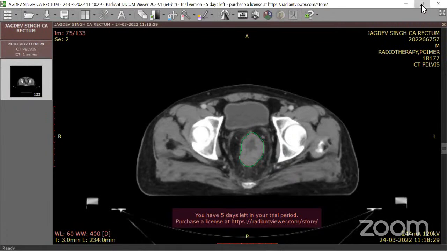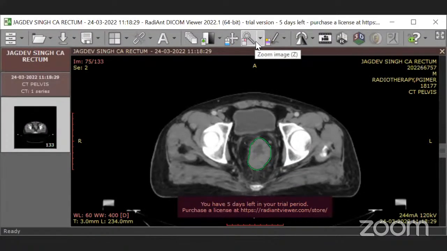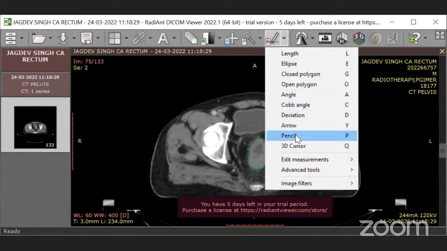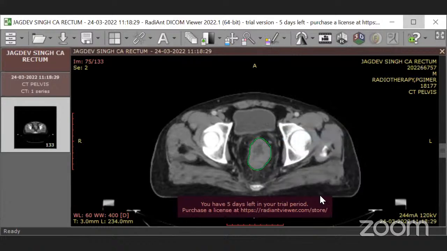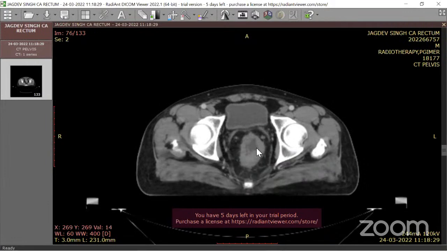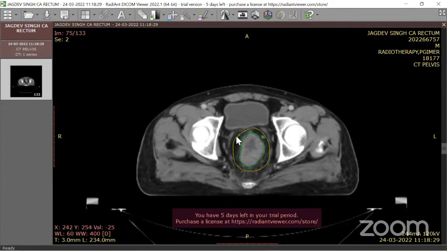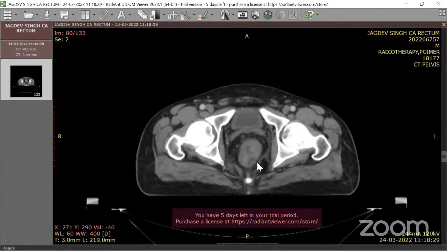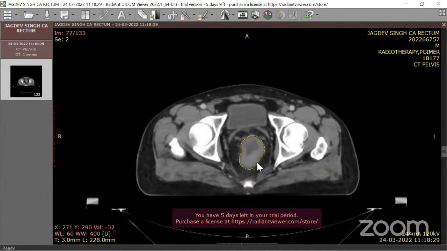primary. For the CTV primary, we give, as I said, a 10 mm margin from this tumor. I think the color is not visible. So which you can give around the tumor, which is 10 mm around the tumor. And suppose if it is an upper tumor, then it is better to give a 1.5 centimeter margin anteriorly. So that will form the CTV primary.